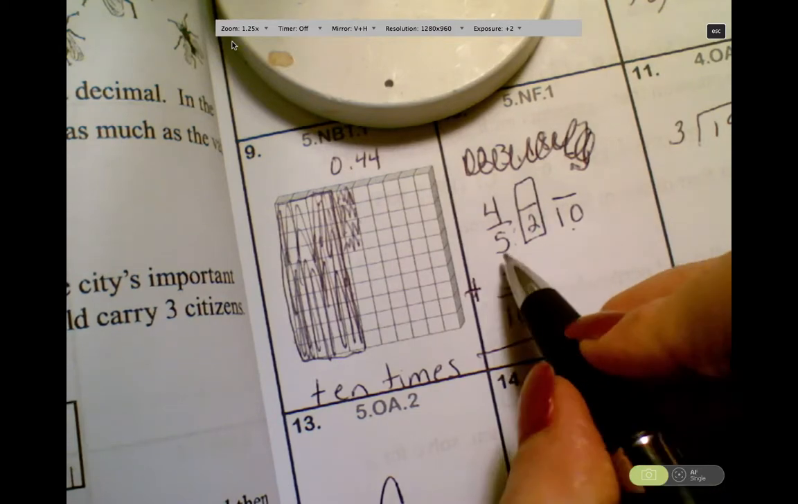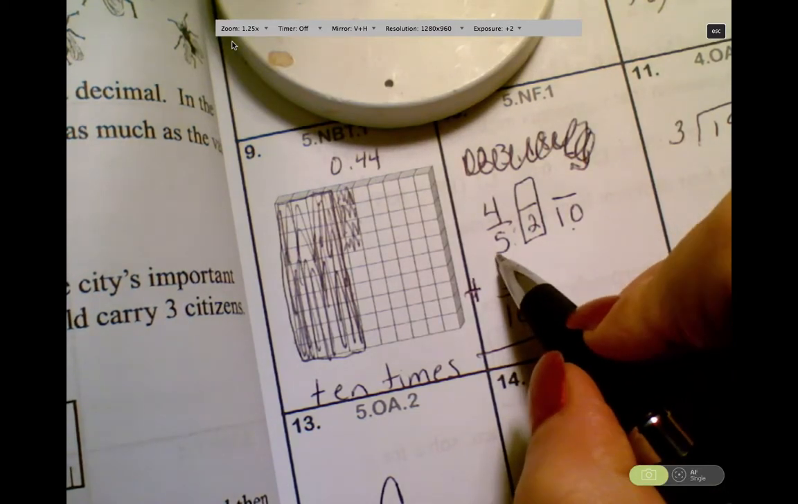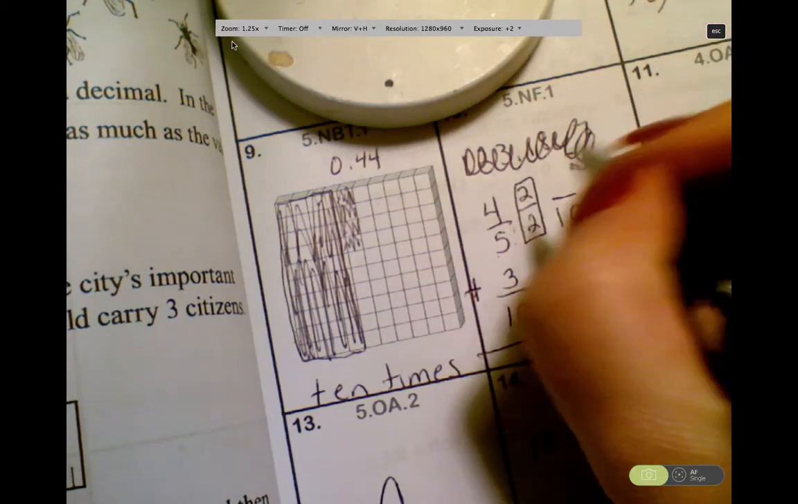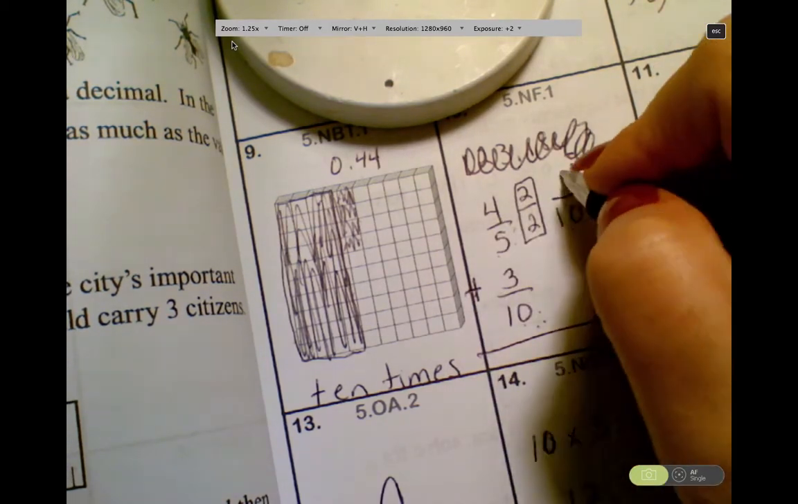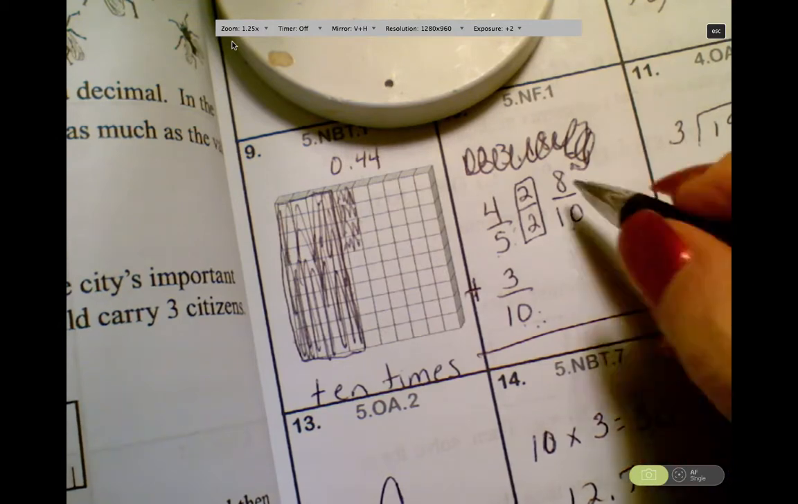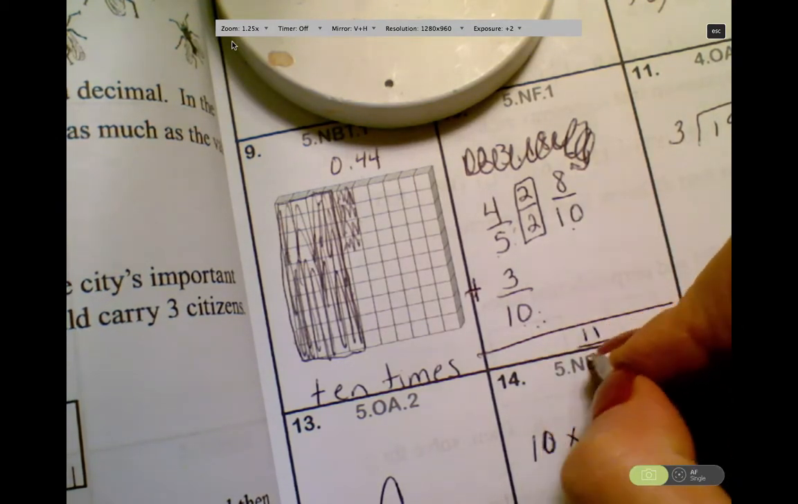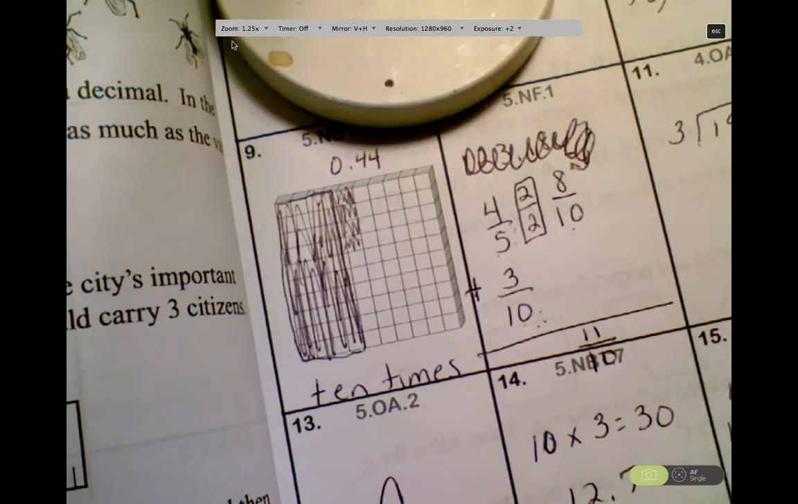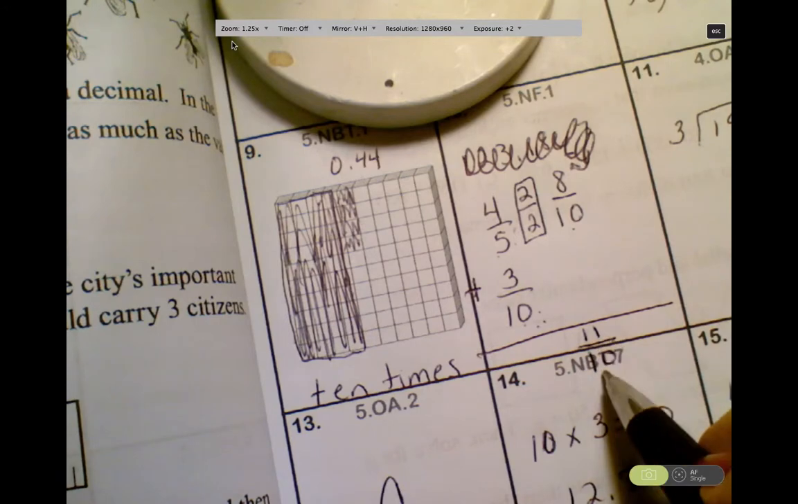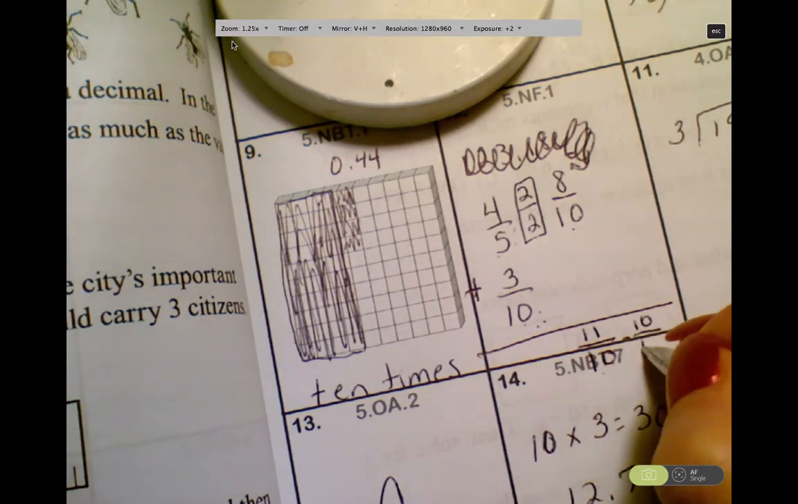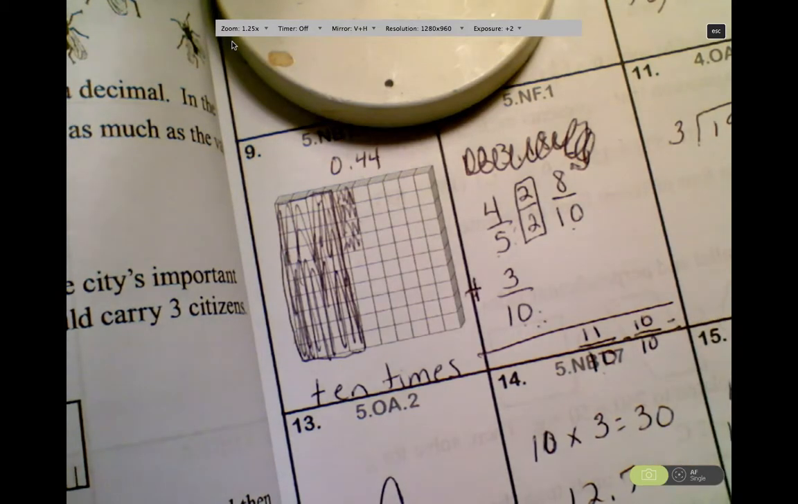And I knew that I could multiply something to 5 to get 10. Whatever I do to the bottom, I must do to the top. So now 4 times 2 is 8. And now I'm ready to add: 8 tenths plus 3 tenths is 11 tenths. And guys, if I look at my 11 tenths, I can see that my numerator is greater than my denominator. And I know that I could take away 10 over 10, which really equals 1 whole.